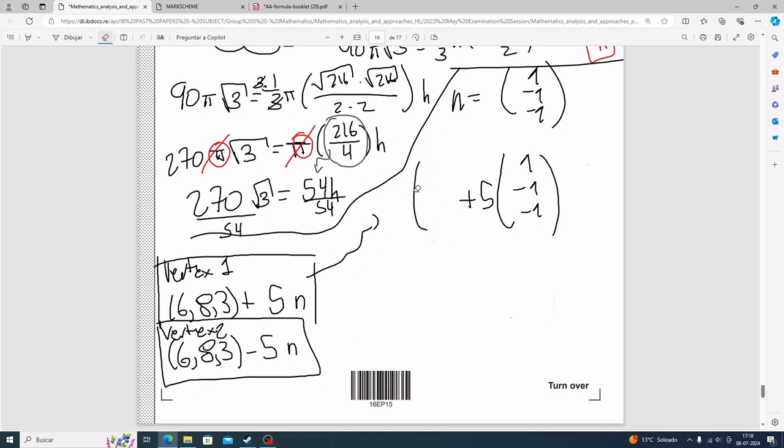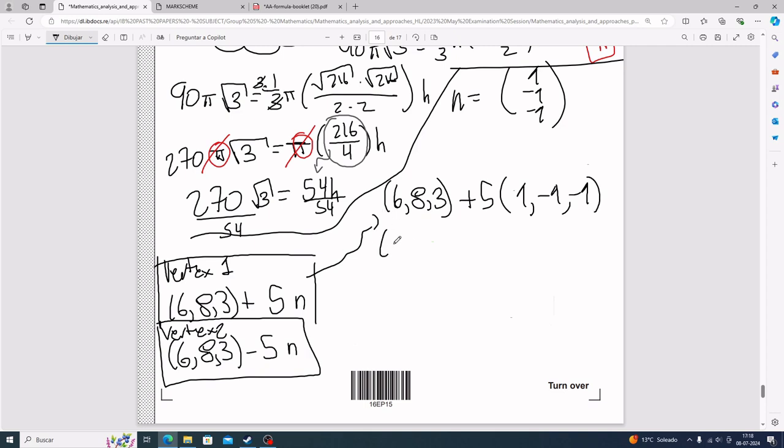Actually, I think it's more intuitive, sorry, if I leave it as coordinates, okay? So 6, 8, 3 plus 5 times 1, -1, -1. See? So in this case, you end up with 6, 8, 3 plus 5 times 1 gives you 5. 5 times -1 gives -5.